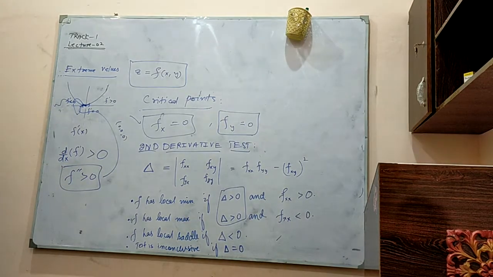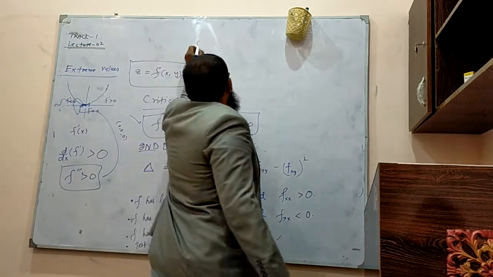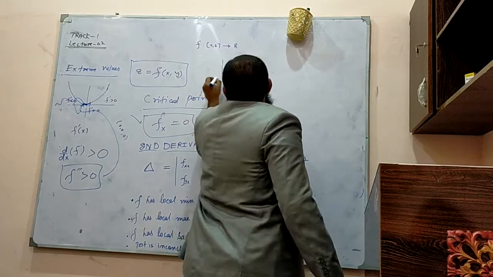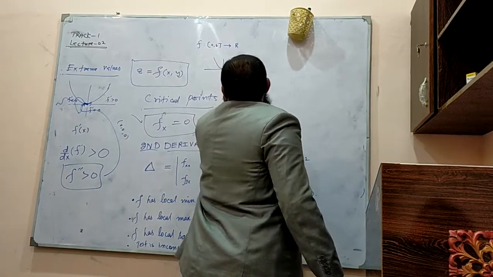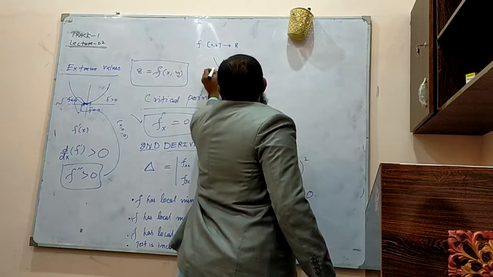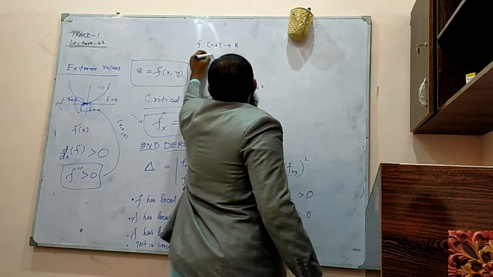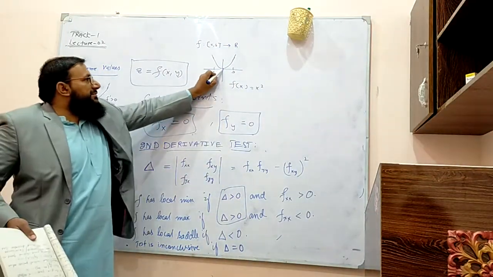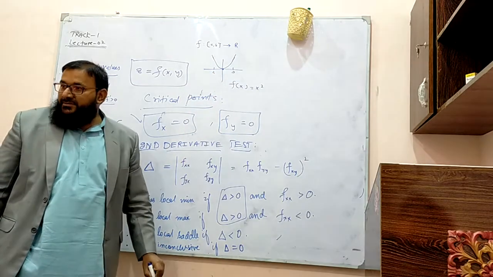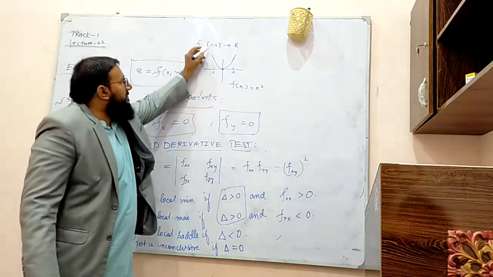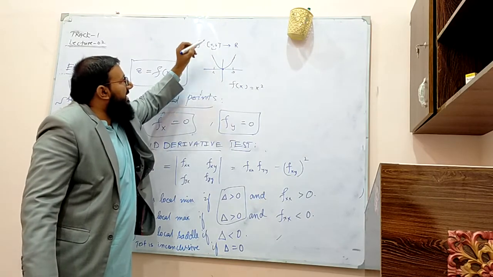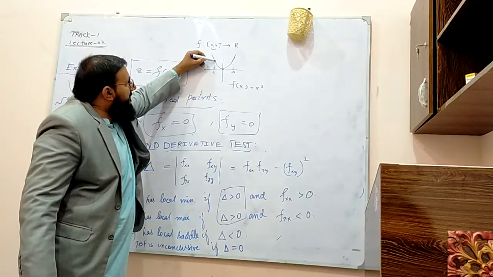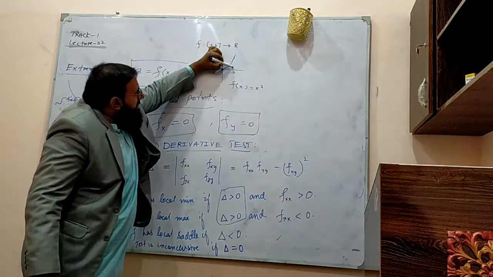And one thing I need to tell you: if you are given a function like this, x squared, defined between a and b, and I want the extreme values, what would you do? The origin is going to be the minimum, but you are also supposed to find the values at a and b as well, because this function is defined only from a to b.